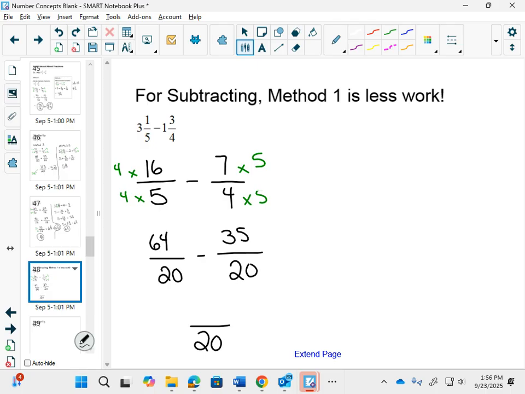You're going to be left with 29. Sometimes what I do is once I get my answer, I just do a quick check. Is 29 plus 35 64? And this is 1 9/20.